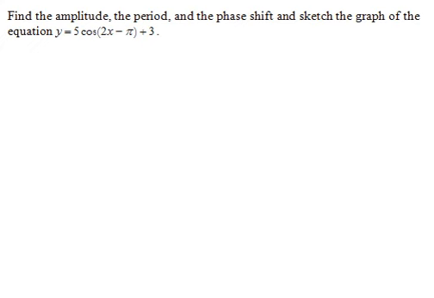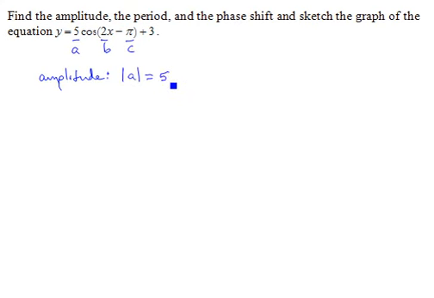Find the amplitude, the period, and the phase shift, and sketch the graph of the equation y equals 5 cosine of 2x minus pi plus 3. Well, if we have the equation a cosine of bx plus c, then the amplitude can be found by simply observing the value of the absolute value of a.